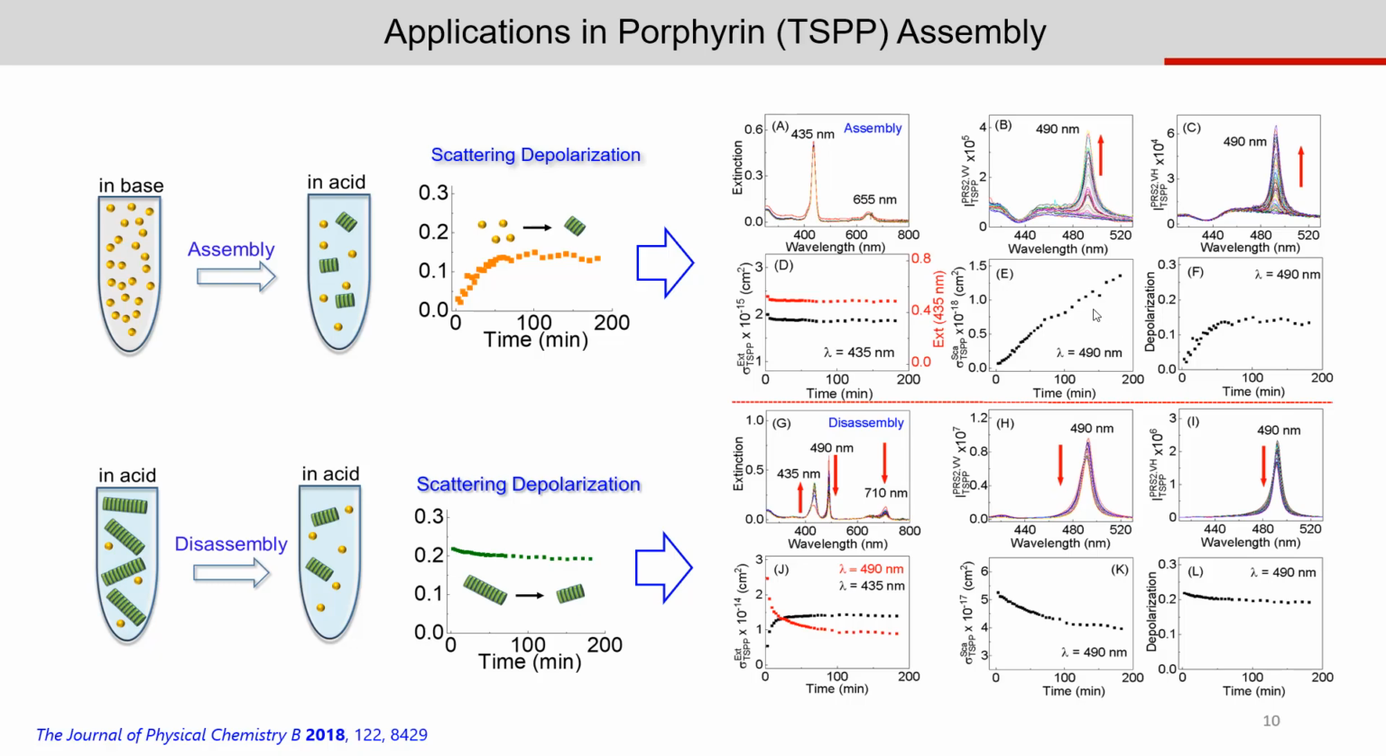The scattering cross-sections visualize how the size increases during assembly and decreases during disassembly. And from the scattering depolarization, we know the time course of the porphyrin molecules assembling into tubular aggregates, and the aggregated porphyrin disassembling into shorter tubes.